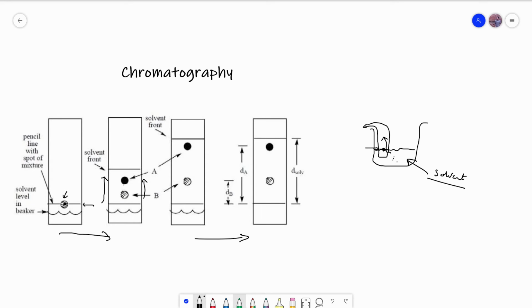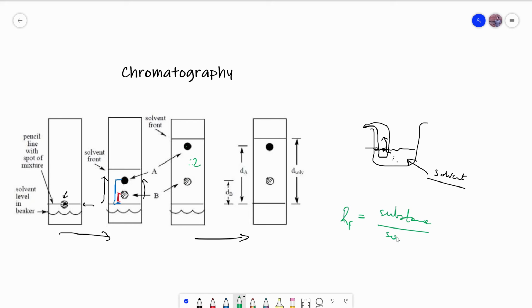Each component of the mixture travels a different length according to its chemical composition. Based on the number of spots, you can figure out how many components are in that particular mixture, and you can identify that substance using the retention factor, which has the symbol Rf. Now the value of this factor is calculated by the distance moved by the substance upon the distance moved by the solvent front.